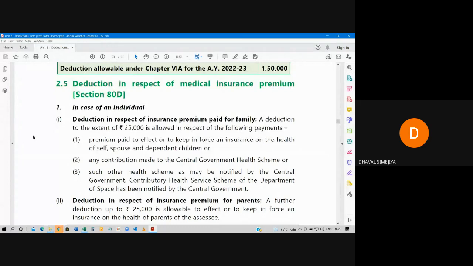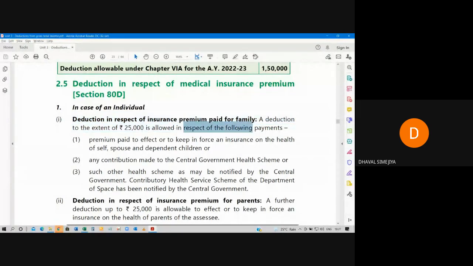Please do one thing. Write down with me. Very small points only: what is available under section 80D, what is the limit, who will get the benefit. You just have to write down bullet points. First point, deduction in respect of insurance premium paid for family to the extent of 25,000. First of all, write down maximum benefit available 25,000 rupees. 80D, mediclaim, 25,000 rupees.